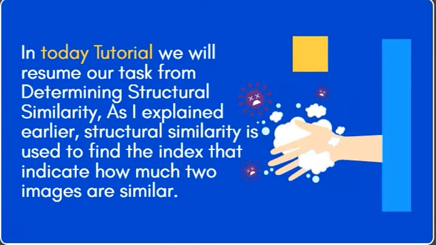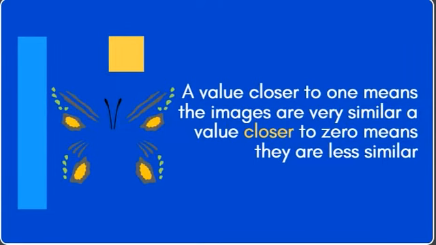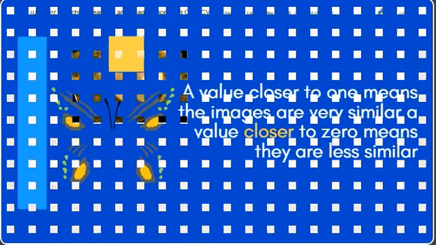In today's tutorial we will resume our task from determining structural similarity. As I explained earlier, structural similarity is used to find the index that indicates how similar two images are. A value closer to 1 means the images are very similar. A value closer to 0 means they are less similar.